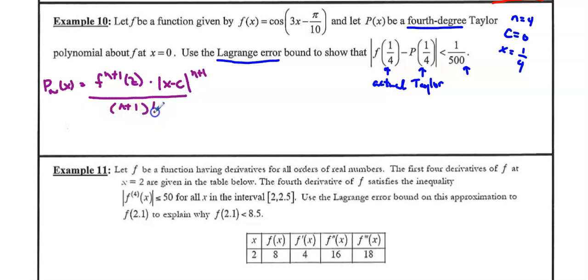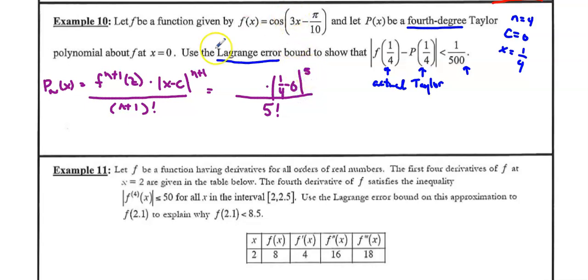You can see that before I even wrote the equation up, I already knew the x value is 1/4, the c value is 0, and n is equal to 4. So I can go ahead and start plugging things in before we worry about the maximum value. The denominator is going to be 5 factorial, and x is going to be 1/4 minus 0, all raised to the 5th power.